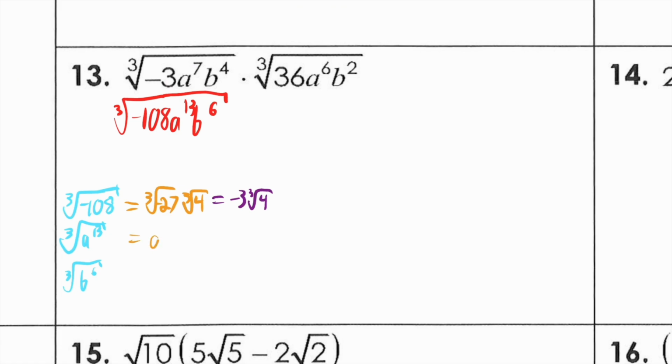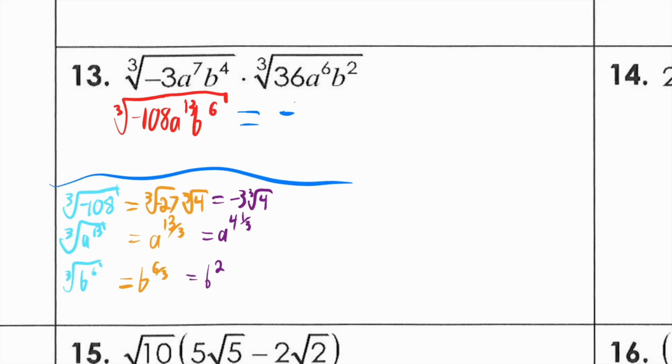The a's give us a to the power of 13 over 3, which is a to the power of 4 and 1/3. And the b's give us b to the power of 6 over 3, which is b to the power of 2. So going back to the original, or the top, on the outside we have negative 3, a to the 4th, b squared. And on the inside of our cube root we have 4a to the 1st.